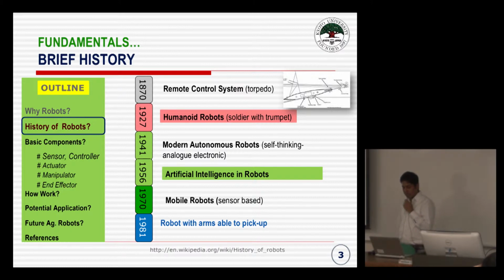Autonomous here means self-thinking, driven by an analog electronic system. And artificial intelligence is a very important thing for autonomous robots. It was introduced around 1956. Then mobile robots were invented in 1970. And one of the important things for a robot is mobility and the ability to pick up. This property was introduced in robots in 1981.